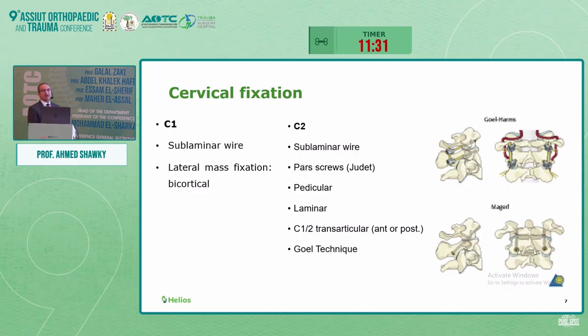For C2 fixation, we have different fixation techniques or anchor points. We have sublaminar wires, we have Magerl screws, or the so-called Judet screw. We have pedicle screws, we have laminar screws, we have C1-2 transarticular according to Magerl. This can be done posteriorly according to Magerl, or anteriorly. This is also one of the common techniques. And we have the Goel technique, or the C1-2 distraction fusion technique.